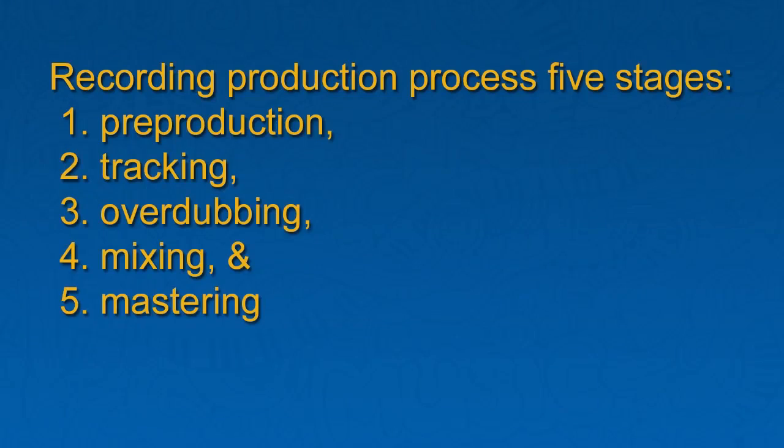In general, it can be said that the recording production process thus consists of 5 stages: pre-production, tracking, overdubbing, mixing, and mastering.